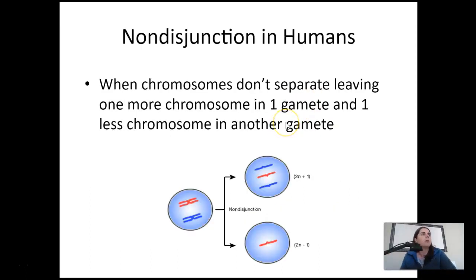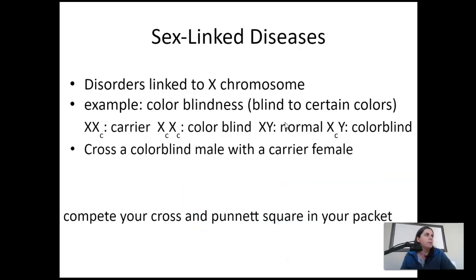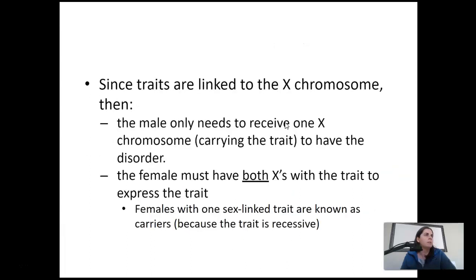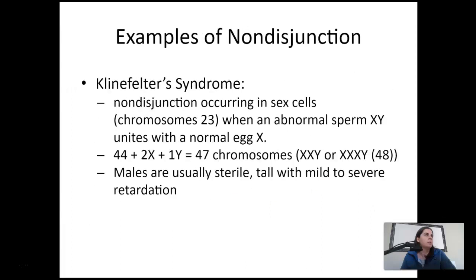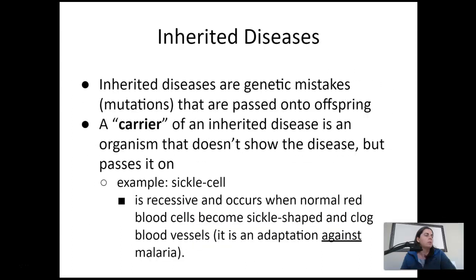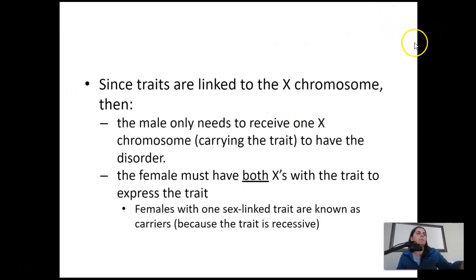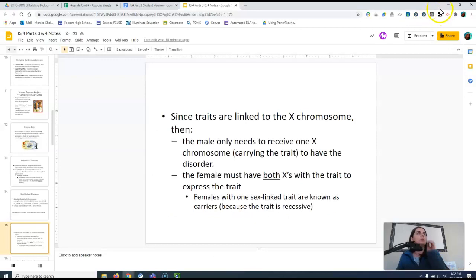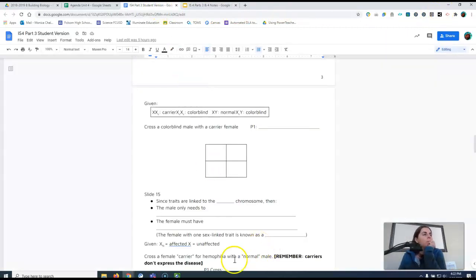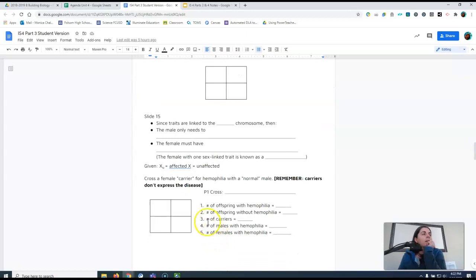Okay. Non-disjunction in humans. Where did the... Nope, I missed a slide, guys. Where did it go? On our paper, we have the hemophilia one, so that must be one that we have to do on our paper instead. Let's do that. Sorry. No slide for it. So, that's correct. There's no slide for it.